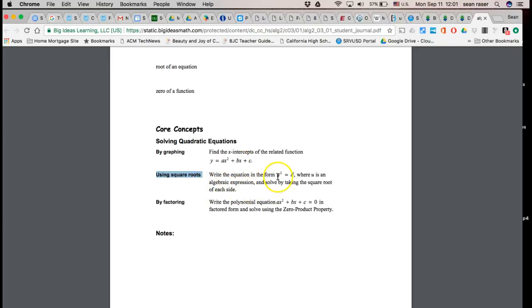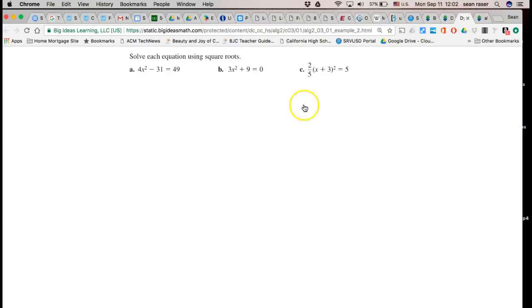Write the equation in the form u squared equals d, where u is an algebraic expression, and solve by taking the square root of each side. The reason we do this is because in quadratic equations, your variable has an exponent associated with it. In order to isolate our variable, we have to get rid of that exponent or undo it. So what this means is we need to isolate the part of our function that is being squared and take the square root so that we can get our variable by itself. So let's go ahead and look at some problems right here.